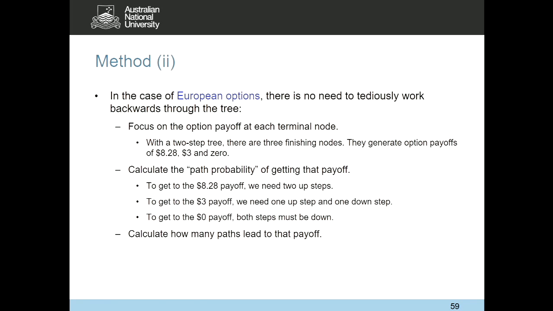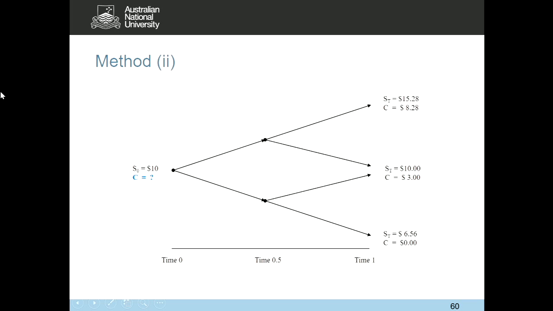Okay, so if that's the case, I'm going to introduce something to you called the path probability. All right, so what do I mean by the path probability? Here we focus on the second method. The second method is the quicker method. We're going to discount the expected payoff from the terminal point back to the present within one step. All right, so if we think about this, how do we get this $15.28? We need to take two consecutive ups to get $15.28, right? So the share price needs to go up and up again.